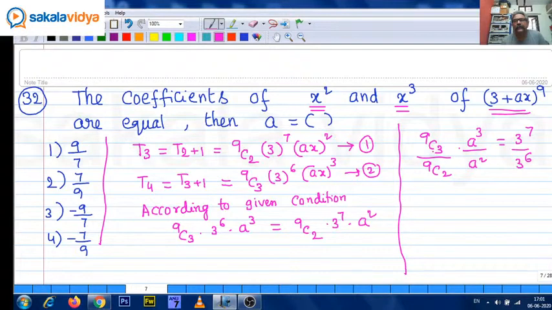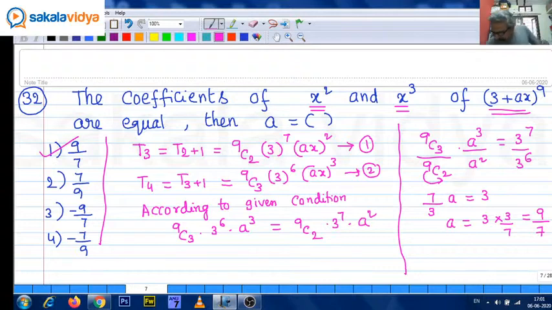Okay, 9c3 upon 9c2 is 9 minus 2, which is 7, so 7 by 3. A cube by a square is a. 3 power 7 by 3 power 6 is 3. A equals 3 multiplied by 3 by 7, that's equal to 9 upon 7. So that means the first option is the right option. Okay, Suma, no problem. Right.